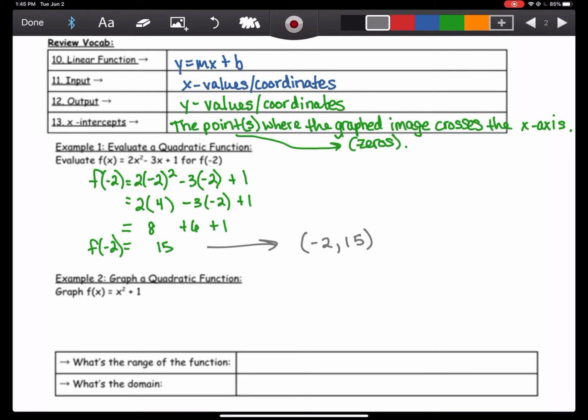Okay, let's move on to example 2. Graphing a quadratic function. I can't stress this enough. We don't have our graphing calculators at home, but the bottom line is graphing is not a challenge for us. If we were to have our graphing calculators, we would think of it as y equals x squared plus 1, and we would type that in.